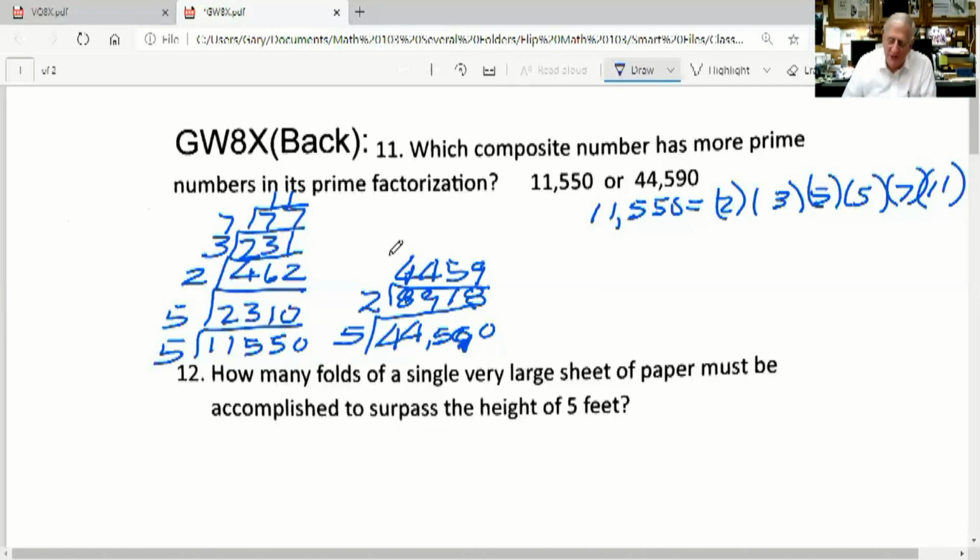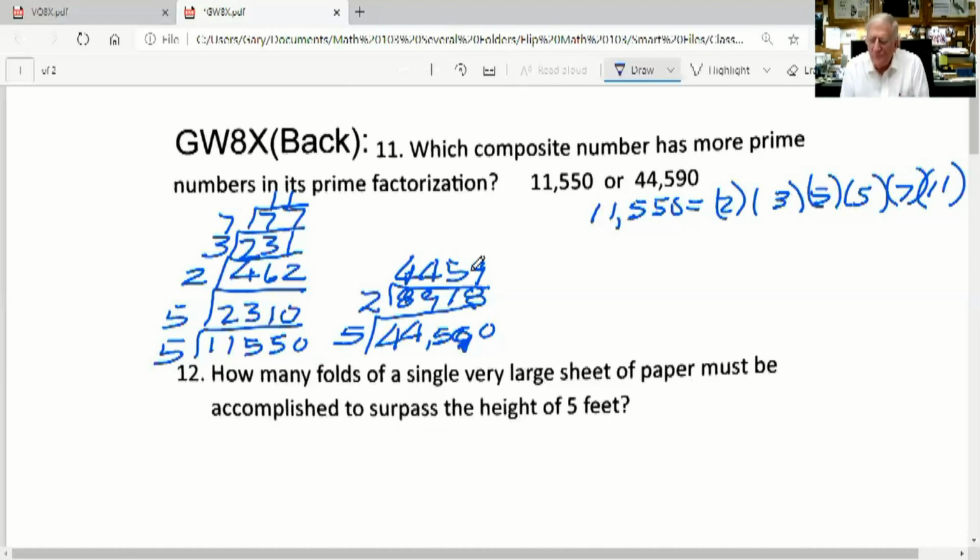Now, let's add the digits together on 4459, and let's see if maybe it's divisible by 3. 4 and 4 is 8, 8 and 5 is 13, and 13 and 9 is 22. Yuck, that's not very helpful, is it? So this is not a very user-friendly number here. So what are we going to do?